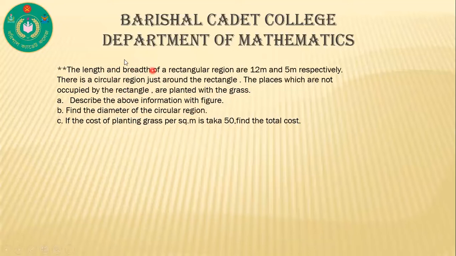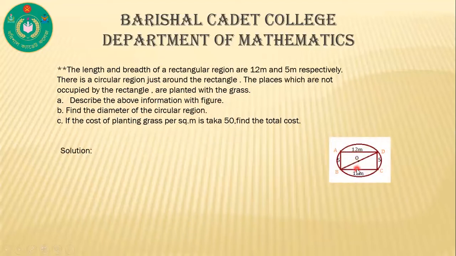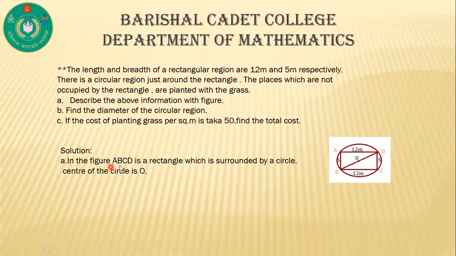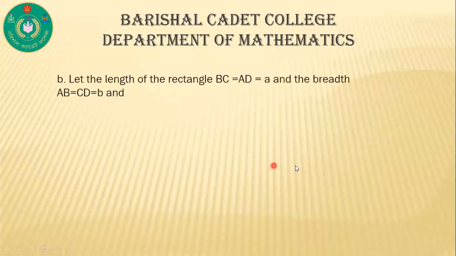Now let us try to draw a figure. Solution. Here given that the length is 12 meter, breadth is 5 meter. In the figure, ABCD is a rectangle which is surrounded by a circle with center O. Now b.